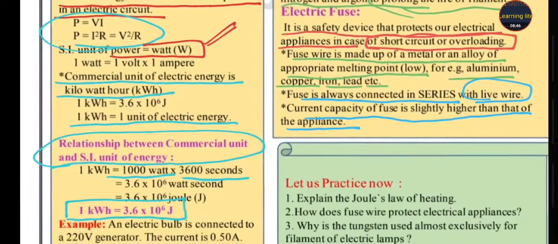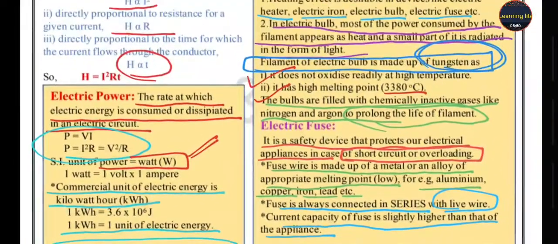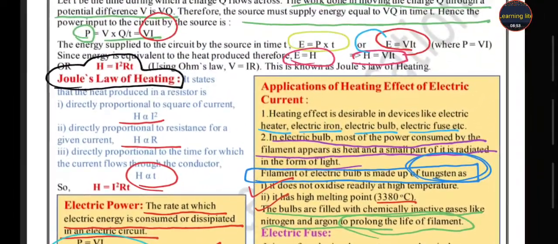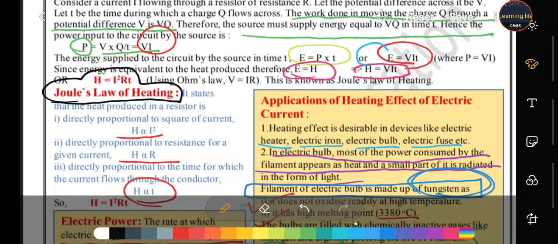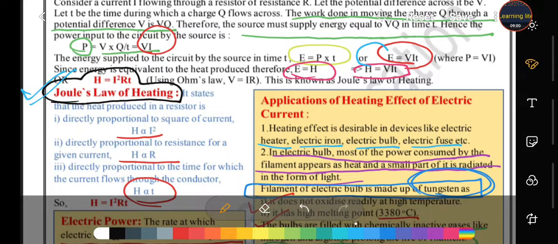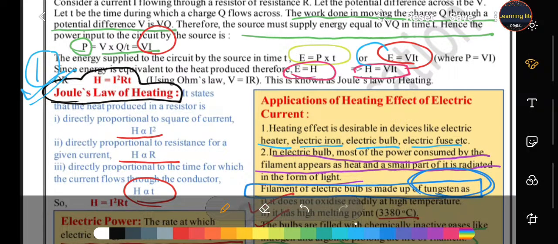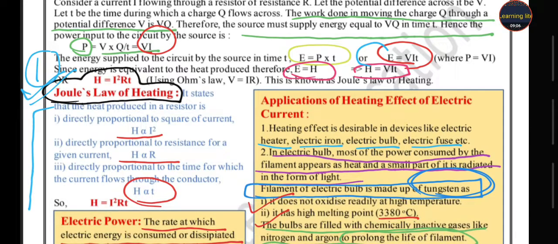Now move to the exercise questions. Explain Joule's law of heating. What is Joule's law of heating? H equals I square RT. That is Joule's law of heating. You have to explain it fully.